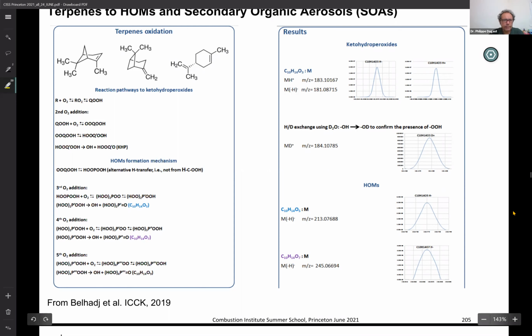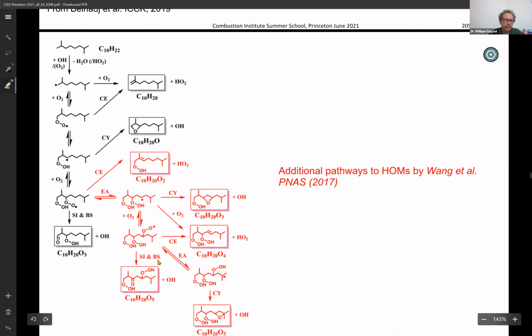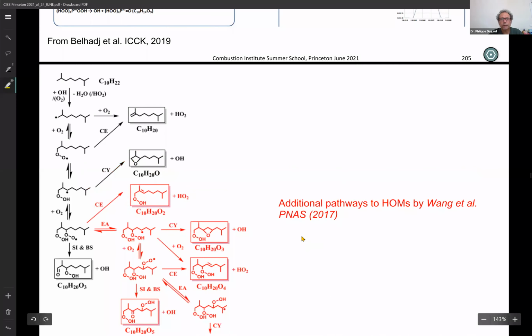So beside the classical reaction mechanism, the peroxidation mechanism, there are additional pathways that are responsible for the formation of highly oxygenated species. And this chemistry that we could observe under cool flame conditions is what is considered in tropospheric chemistry to explain the formation of particulates and secondary organic aerosols.